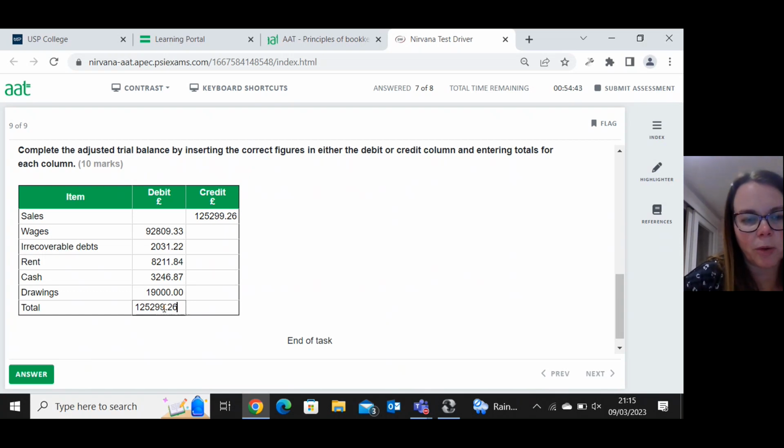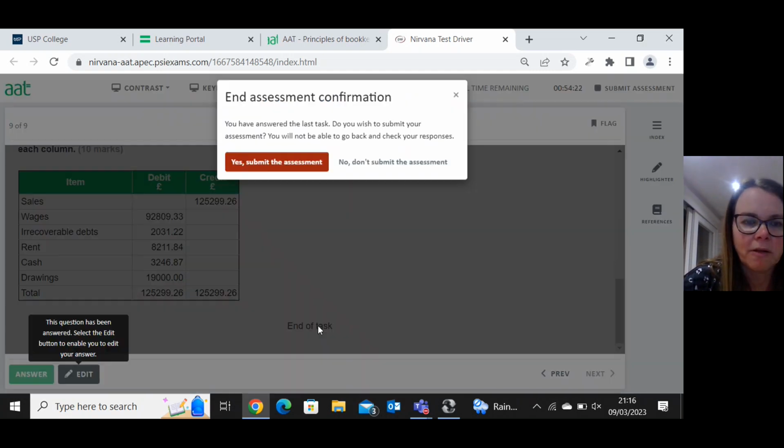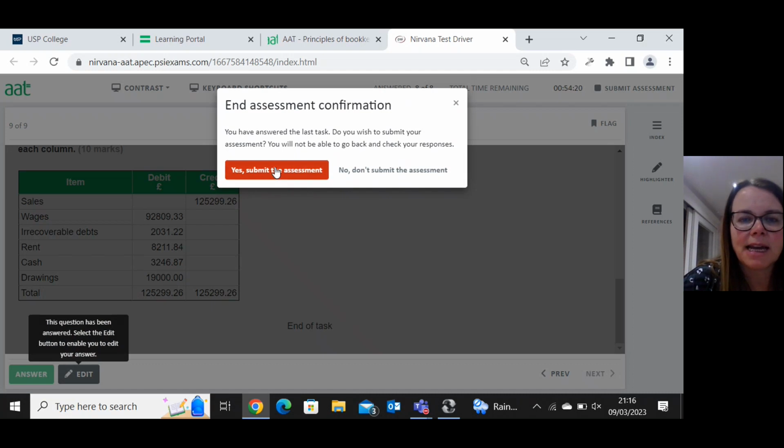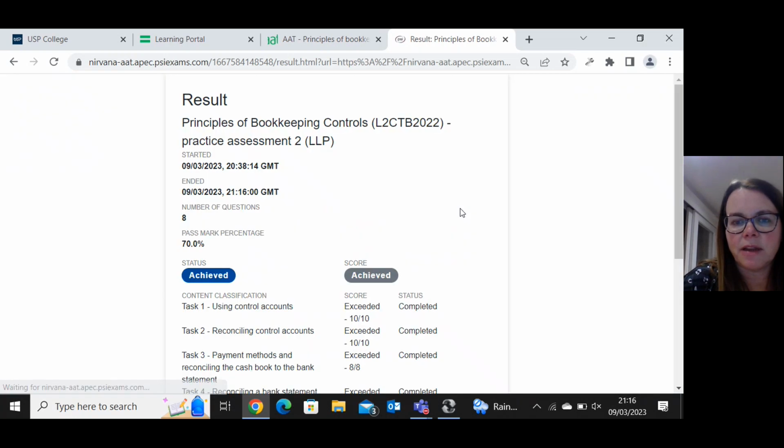I have had reports that one of the ones in the exam is not a full trial balance, it's an extract. The student was fiddling about with it for hours thinking, oh no, it doesn't balance, and putting things in wrong trying to make it balance, but it was just an extract, so it was never going to balance. Right, so that is the end. Submit the assessment and hopefully you then get your answers.